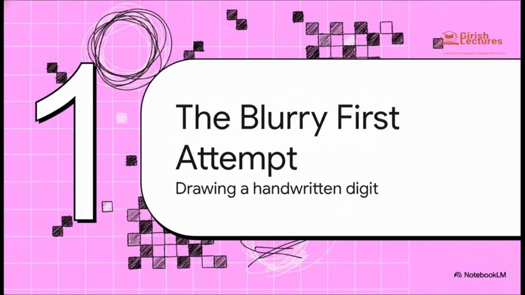To really see this recipe in action, let's look at a classic AI challenge, getting a machine to draw a handwritten number. We're talking about those famous MNIST digits. Each one is a tiny 28 by 28 pixel grid. That's 784 individual pixels the AI has to place, one by one.